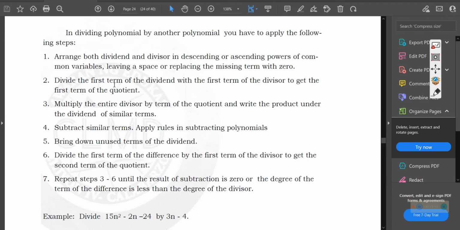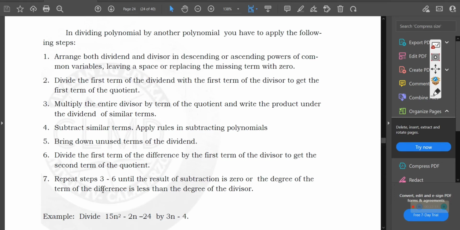Next, divide the first term of the dividend with the first term of the divisor. So, nag-divide na tayo. Next is, we multiply the divisor by the quotient that we obtained in the previous step. Okay, and then we write the product under the dividend of similar terms. And then subtract. So, kung papansin nyo, divide, multiply, subtract din, di ba? And then bring down yung sunod. Pagka bring down, divide ulit. Okay? And then repeat lang yung steps natin, 3 to 6. So, divide, multiply, subtract, bring down. Hanggang maubos na yung ating i-bring down.